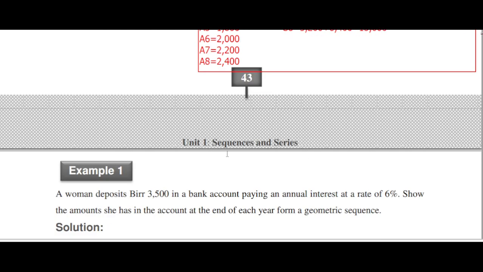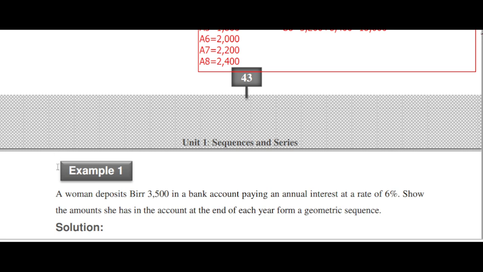Okay, let's see this example. Example 1: a woman deposits 3,500 in a bank account paying annual interest at a rate of 6%. Show the amount she has in the account at the end of each year. Form a geometric sequence. Okay, let's show this. A woman deposited 3,500. So for this one, let's represent the first entry as G1.